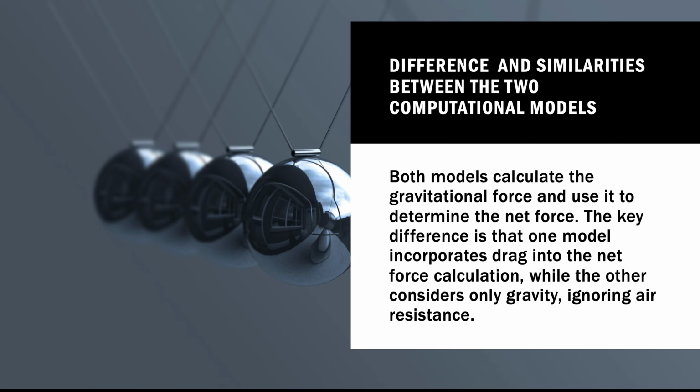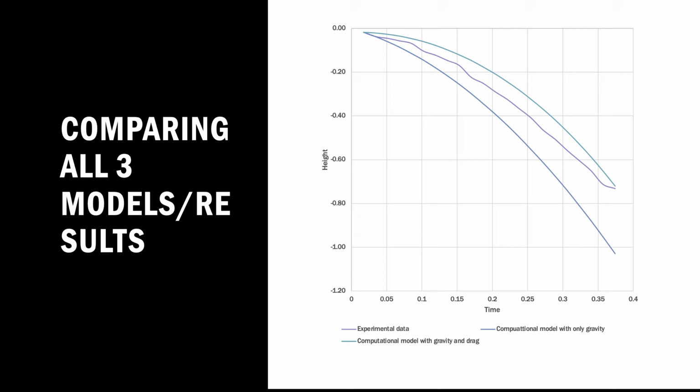Okay, so some similarities and differences between the two computational models are that they both calculate the gravitational force and use it to determine the net force. The key difference is that one model incorporates drag into the net force calculation while the other considers only gravity. As you can see, the computational model with the gravity and drag force is closer to the experimental model because it takes drag force into account for the net force, but the computational model with gravity doesn't.